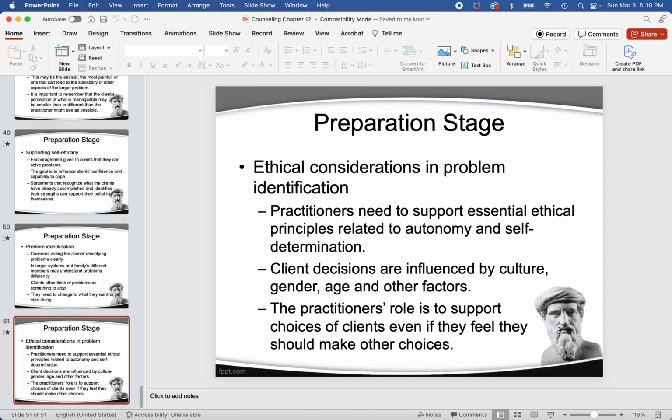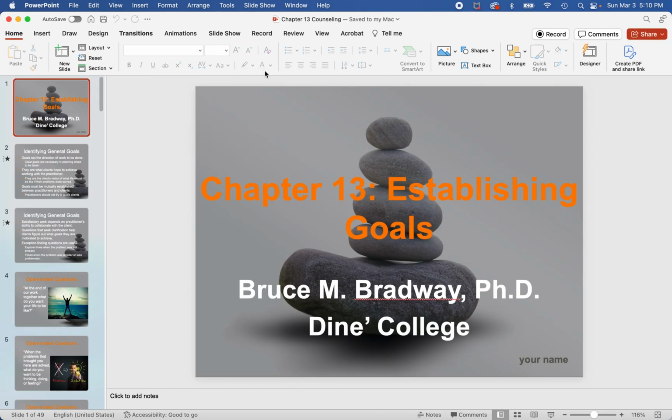And that is the end of chapter 12. Let's go on to 13. Establishing goals. This gets a little hinky at the end, but just bear with me, okay?